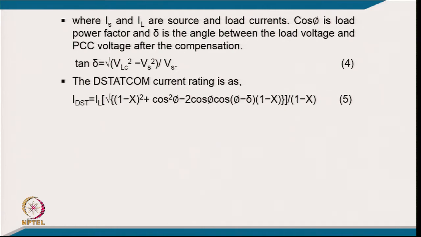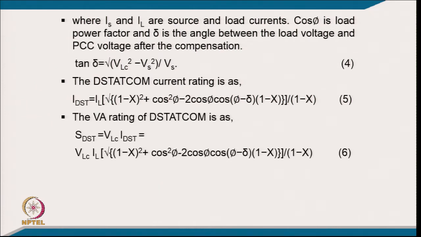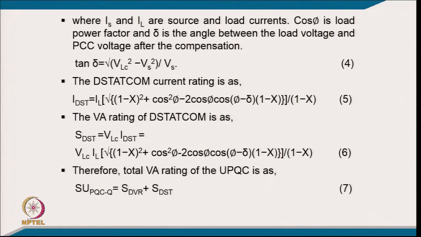The D-STATCOM current rating can be written as I D-STATCOM equals IL times the square root of 1 minus X square plus cos square phi minus 2 cos phi cos delta, and 1 minus X, divided by 1 minus X. That is the rating of the D-STATCOM in terms of load current, and the VA rating of the D-STATCOM is VLC times I D-STATCOM. Therefore, the total rating of the UPQC will be equal to S DVR plus S D-STATCOM.